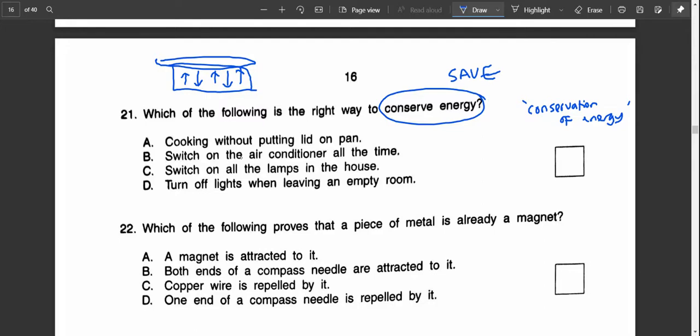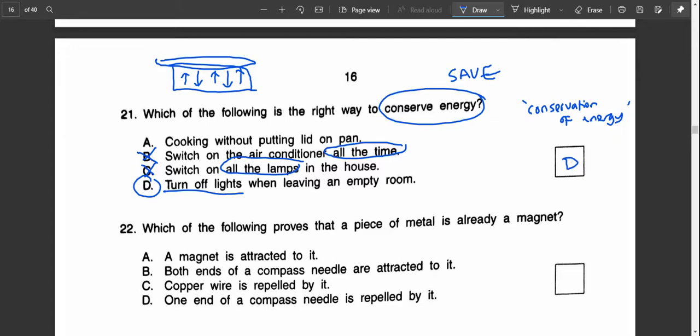So next one, switch on the air conditioner all the time. All the time is bad. Switch on all the lamps in the house. I don't see any reason why we should use that, so it's not saving energy. Turn off the light when leaving an empty room. So that should be the best way to save energy. So the answer is D.